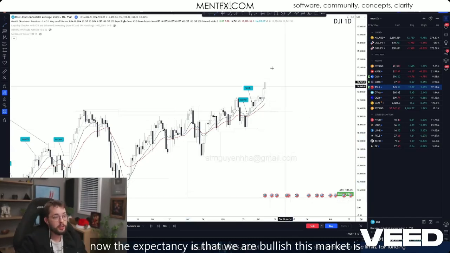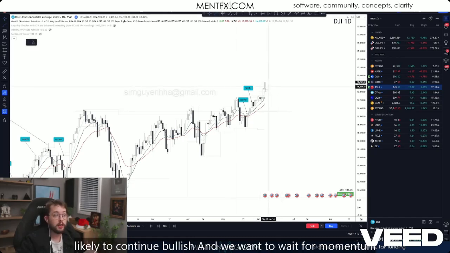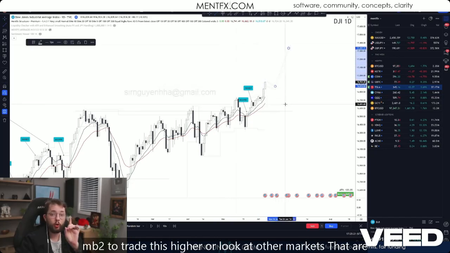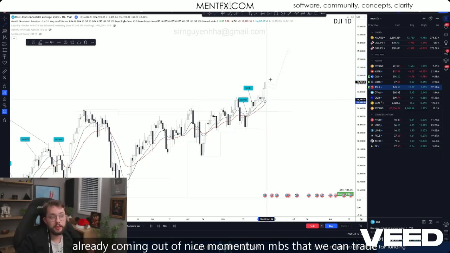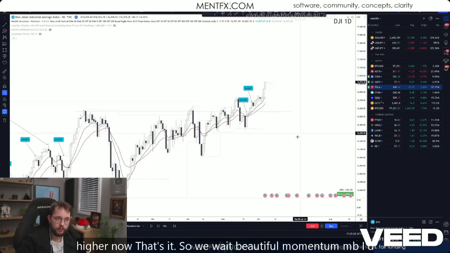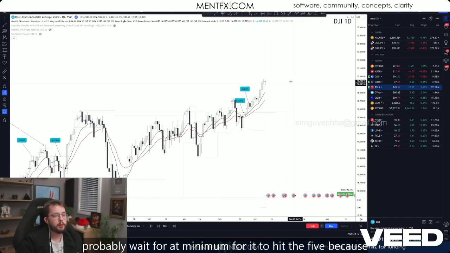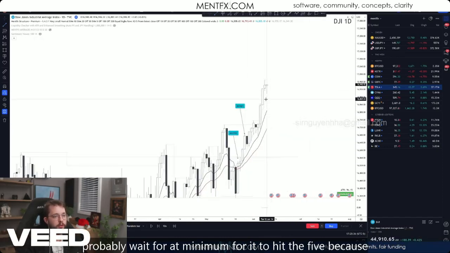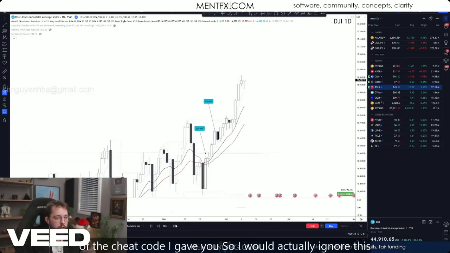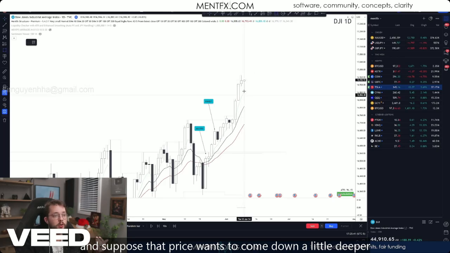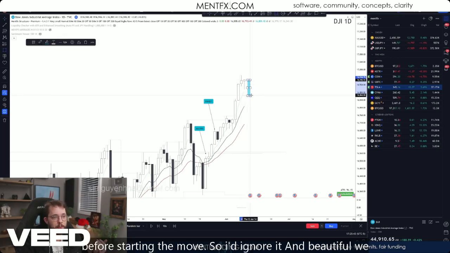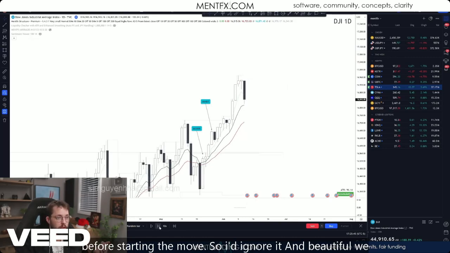Okay, so now the expectancy is that we are bullish. This market is likely to continue bullish, and we want to wait for momentum MB2 to trade this higher, or look at other markets that are already coming out of nice momentum MBs that we can trade higher now. That's it. So we wait. Beautiful momentum MB. I'd probably wait, at minimum, for it to hit the 5 because of the cheat code I gave you. So I would actually ignore this and suppose that price wants to come down a little deeper before starting to move. So I'd ignore it.